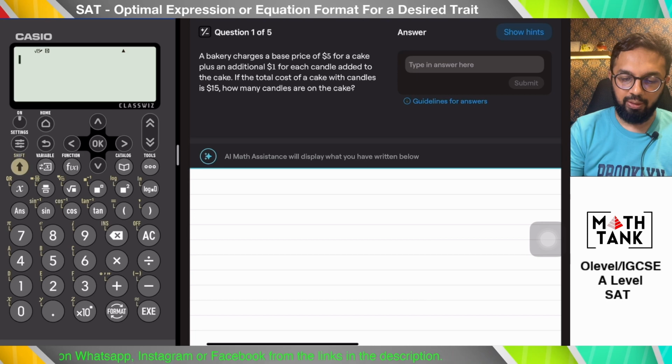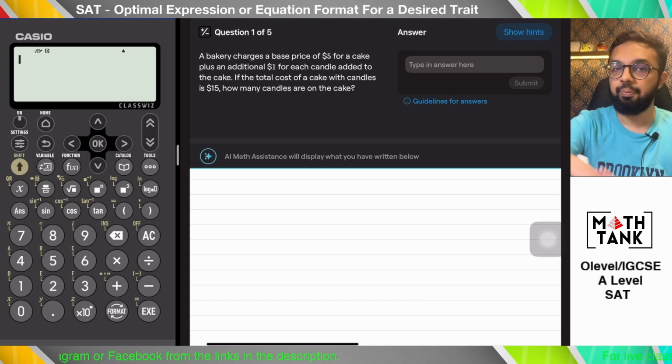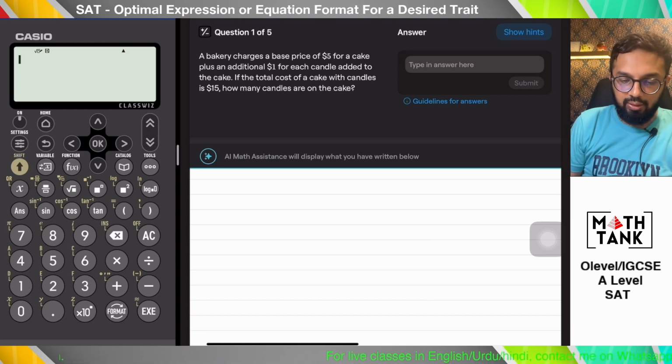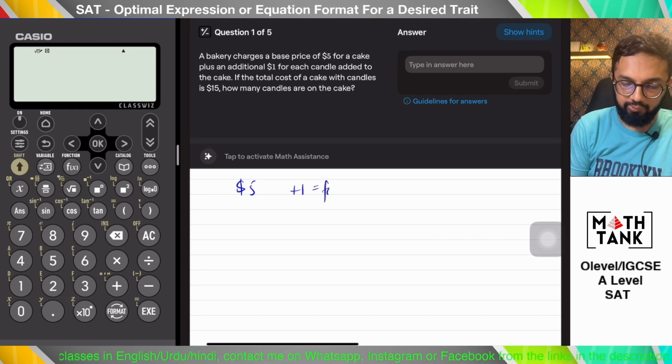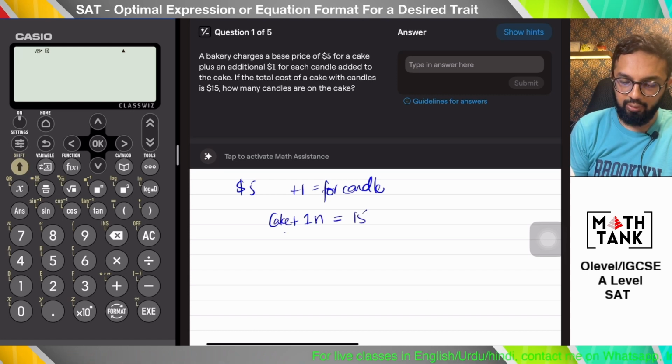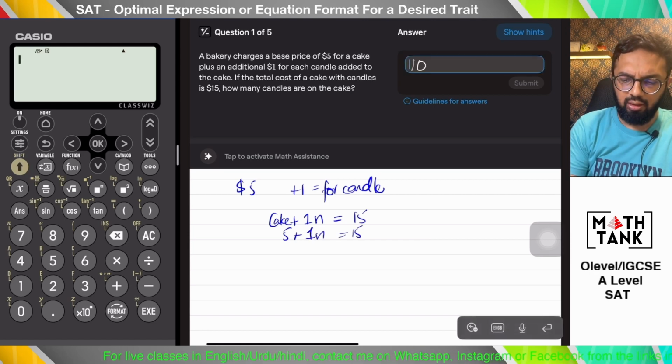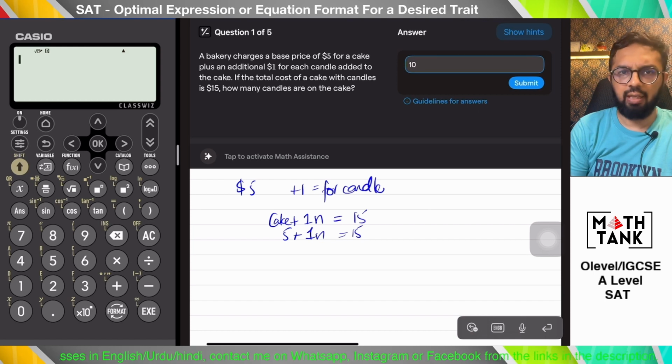Question number one says a bakery charges a base price of $5 for a cake, plus an additional $1 for a candle. If the total cost of a cake with candles is $15, let's call that number of candles N. So 5 plus 1N equals 15, so that obviously makes N equal to 10. I don't think I need to do a lot of calculations there.